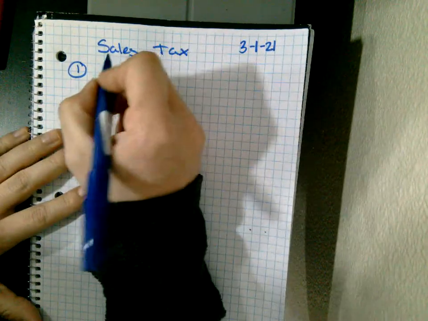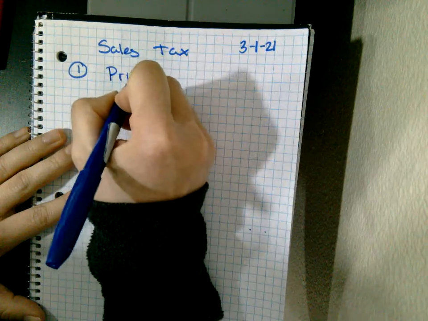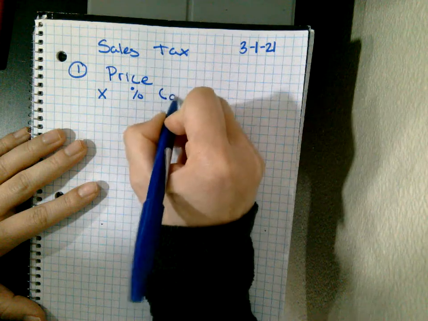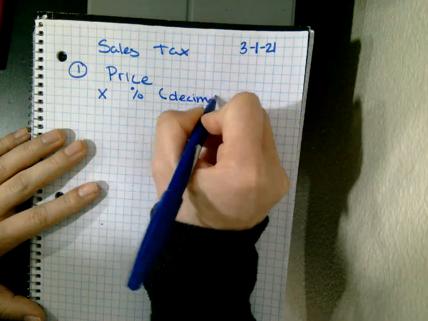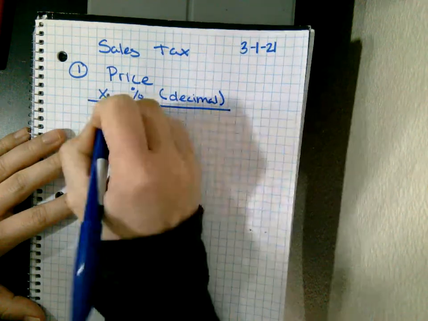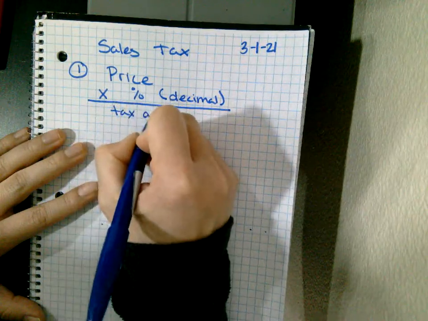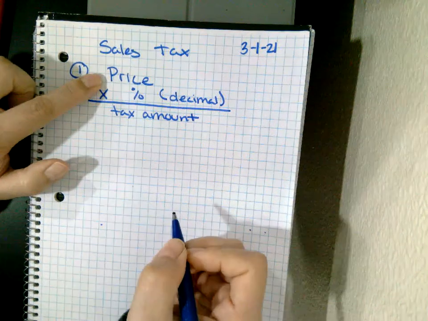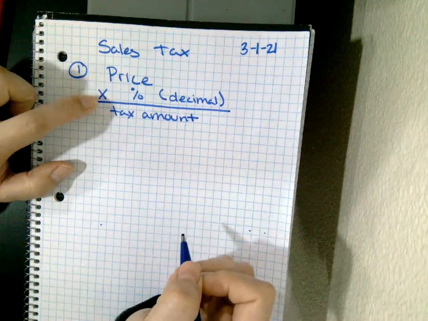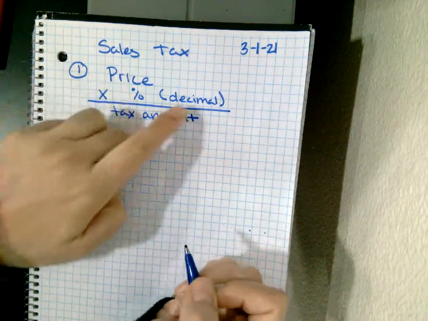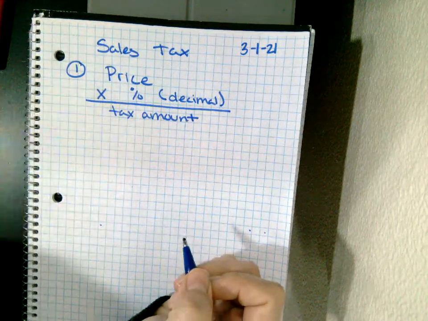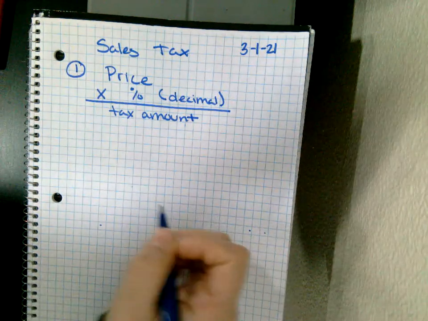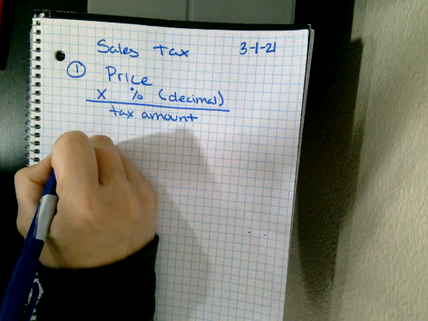Okay, sales tax. So the first step for sales tax is to take your price and multiply it by your percent, but it has to be written as a decimal. This will give you your tax amount. So first step, take the price of whatever you want to buy and multiply it by your percent written as a decimal. Can you use a calculator? Yes, 100%.